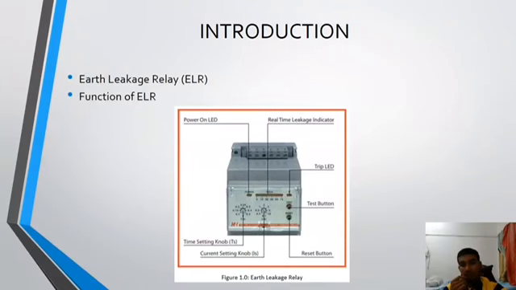Figure 1.0 shows the earth leakage relay. The earth leakage relay consists of 3 indicator LEDs, which are power on, real-time leakage indicator, as well as trip LED. Then it also consists of test and reset buttons. In addition, it consists of a time setting knob known as TS and a current setting knob known as IS.